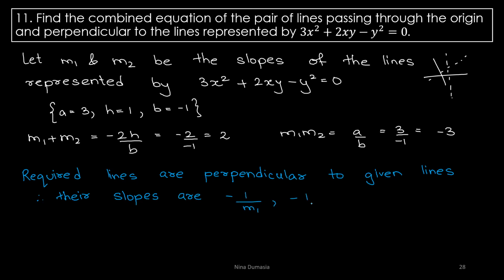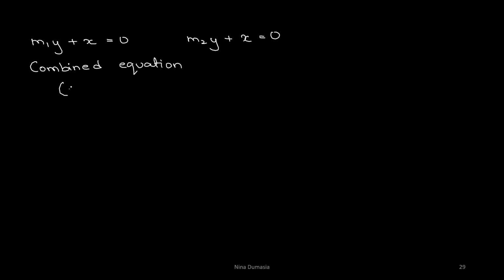Now, if lines have slopes this, तो इक्वेशन क्या होगा, it will be y is equal to -1/m1 x and दूसरा लाइन होगा y is equal to -1/m2 x. इनका हम कंबाइंड इक्वेशन ढूंढने की कोशिश करते हैं. तो बेसिकली we will have that m1 into y plus x is equal to 0 is one line, and next is m2 into y plus x is equal to 0 is the second line. इनका combined equation is x plus m1y into x plus m2y is equal to 0.